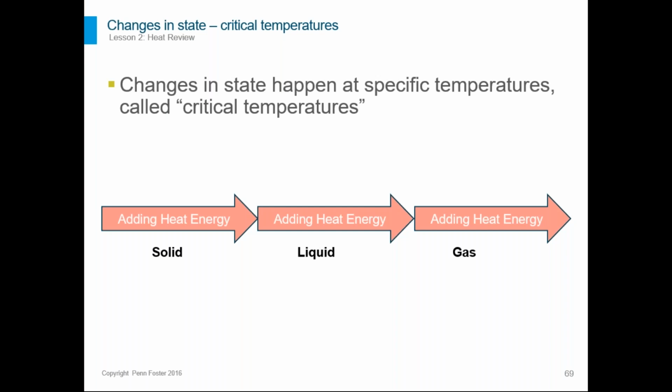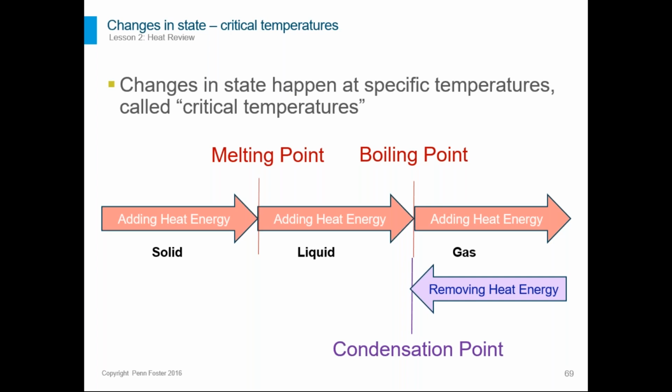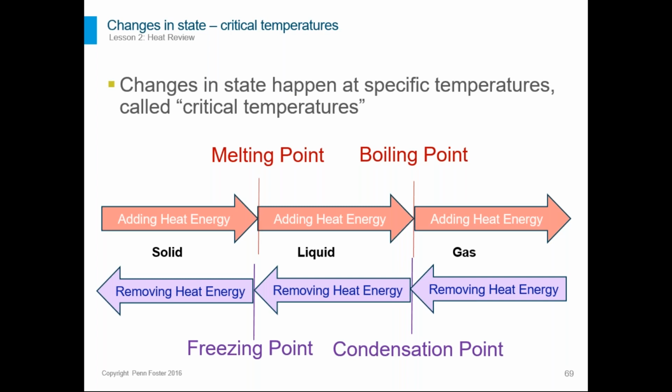Okay, so changes in state is going from a solid to a liquid to a gas, or from a gas to a liquid to a solid. All of those are changes in state, and they happen at critical temperatures. So every different substance has a specific melting point, and then if you add more heat energy, it has a boiling point or evaporation point. And then if you cool things down, so you have a gas and you take away energy, it condenses back into a liquid, and that happens at a certain temperature called the condensation point. And if you keep removing heat energy, the liquid freezes and becomes a solid, and that's at the freezing point.